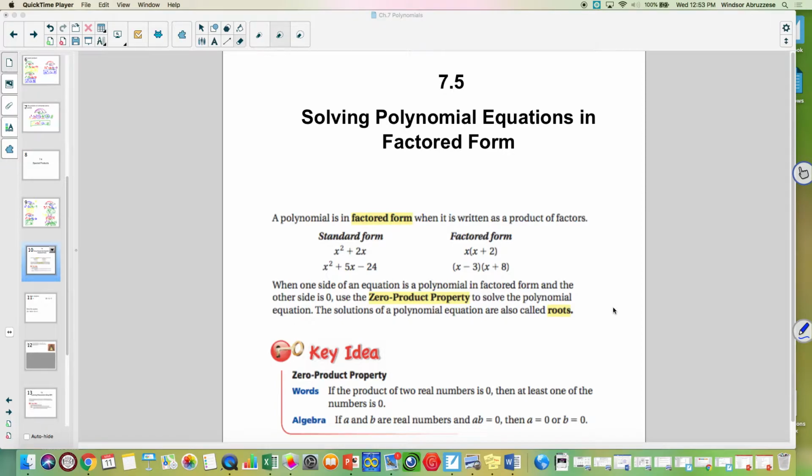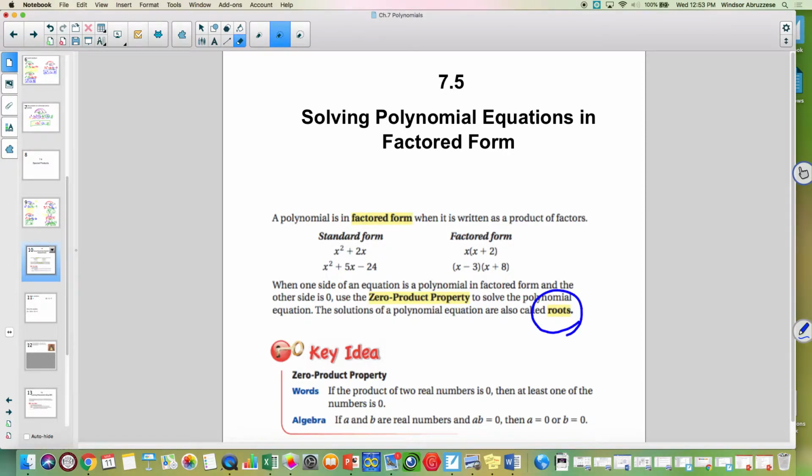The solutions of a polynomial equation are called the roots. And if you remember roots in the last chapter, right, we could say roots, we could say the word solution. The roots are where the function touches the x-axis. We could say roots, solutions, x-intercepts, all of them mean the same thing. So just some more vocabulary you might want to write down.